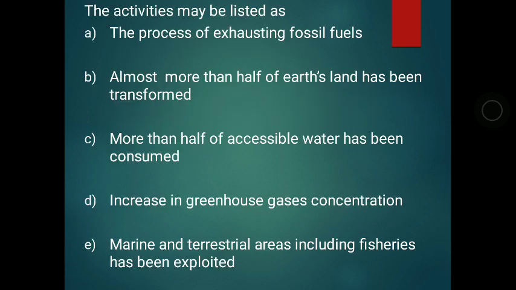So human activities may be listed as the process of exhausting fossil fuel. My suggestion, or my humble request for you people, whoever is listening, is that whenever there is a public transport, please try to use it to its maximum efficiency. One thing, it will conserve the fossil fuel. Second thing, it will decrease the traffic.